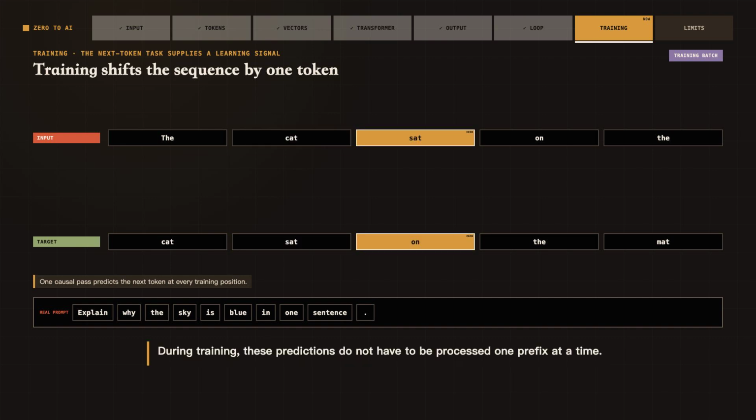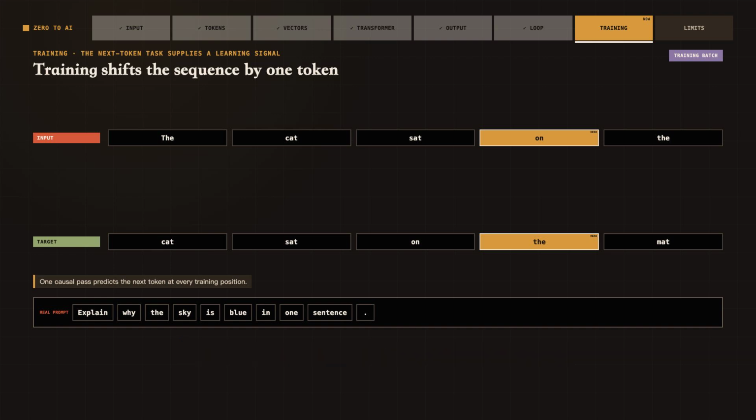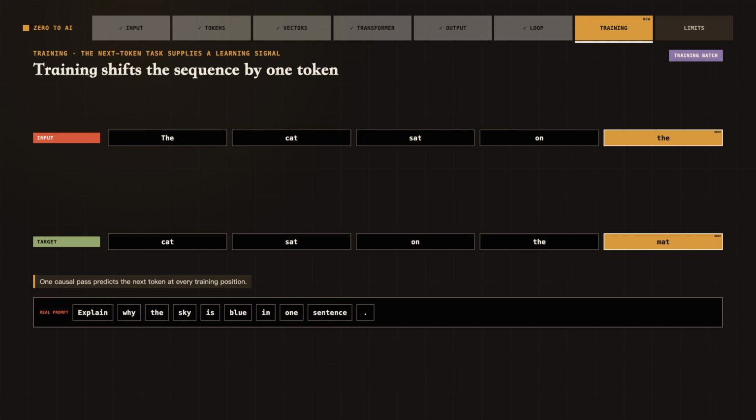During training, these predictions do not have to be processed one prefix at a time. Put the known sequence into one causal forward pass. The mask prevents each position from seeing future targets, while the hardware computes predictions for all positions in parallel. The inputs and targets are the same sequence shifted by one position. Input positions: "The cat sat on the." Target positions: "cat sat on the mat."